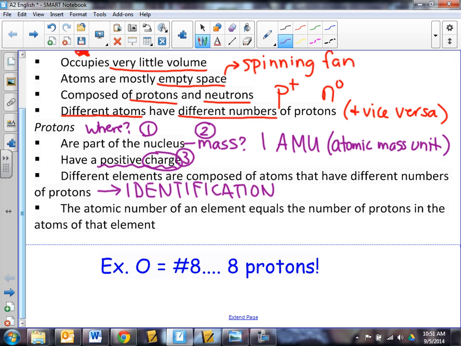So you might ask, how will I know how many protons there are? You will look for the atomic number of an element, and it will be equal to the number of protons in the atoms of that element. So let's take a look at your periodic tables for a minute, so I can show you what we're talking about.